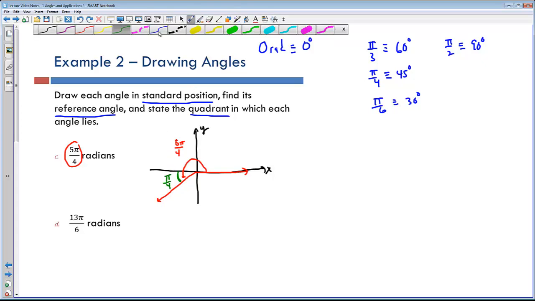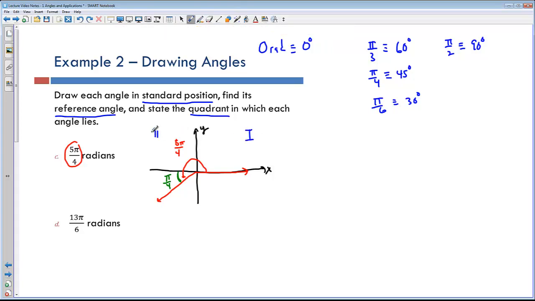And to figure out which quadrant it's in, you could probably just look at it and tell me it's in the third quadrant, but we'll write them down. Here's 1, 2, here's the third quadrant, and that's what we're in. And of course, there's a fourth quadrant, but we're in the third.